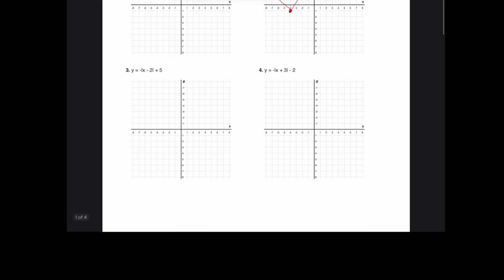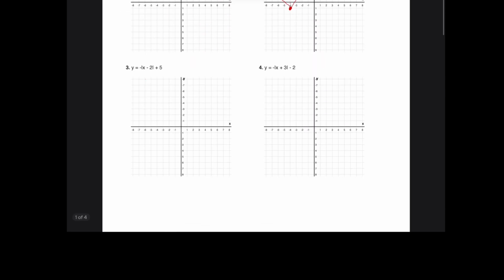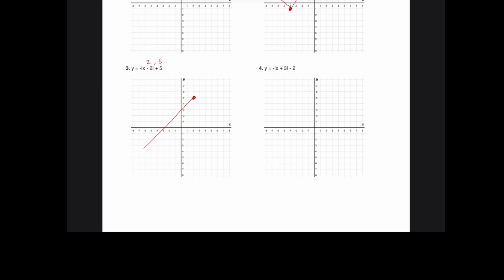For number 3, we're going to go, ooh, they threw a negative out there. We haven't talked about that. Okay? If you have a negative out in front, it's going to flip it upside down. Okay? So on this, my x is going to be 2. My y is going to be 5. Positive 2 and positive 5. So I'm going to go 2 and 5. The negative sign means I'm going to go down 1 by 1. And so it's going to look like something like that.